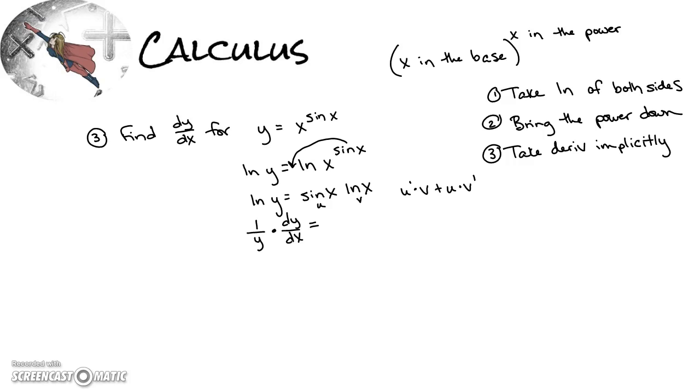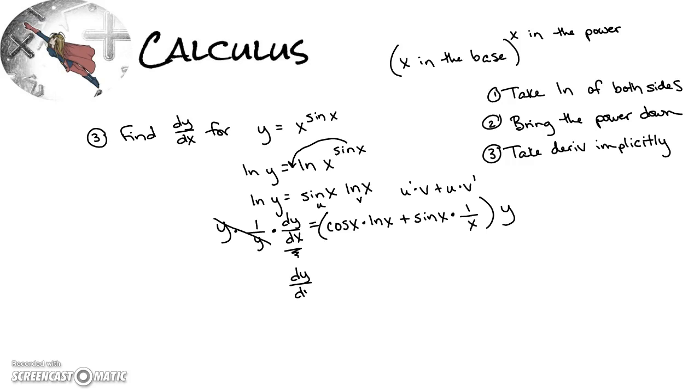So we're going to do u prime times v plus u times v prime. So u prime, the derivative of sine is cosine, times the v, which is still just ln of x, plus the original u, so that's just sine of x, and then v prime, the derivative of ln x, is 1 over x. And then we're pretty much done. We just need to isolate the dy dx, so just multiply both sides by y, like this whole thing, times y, because then that will cancel.